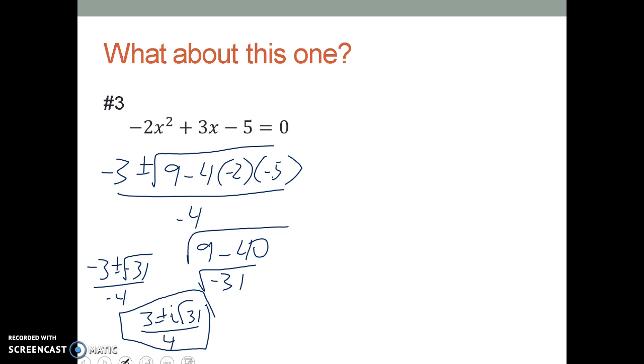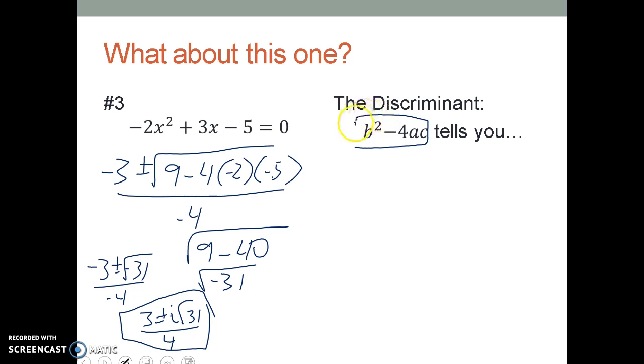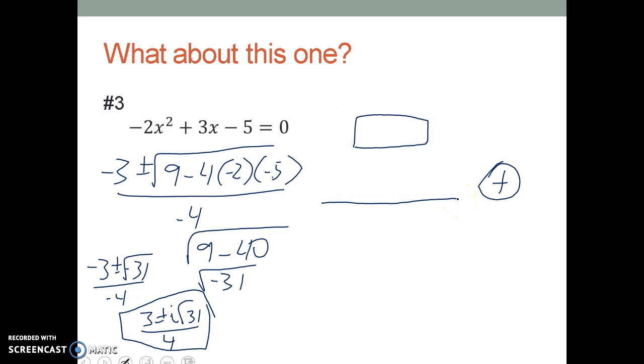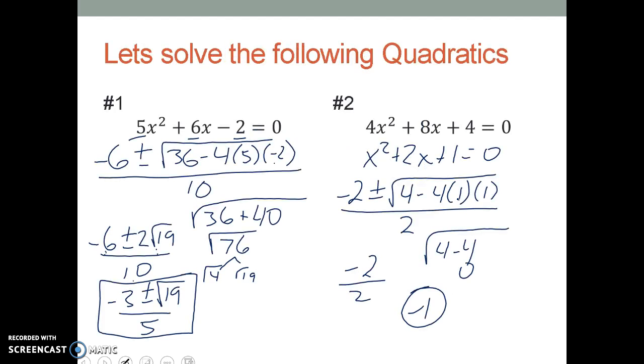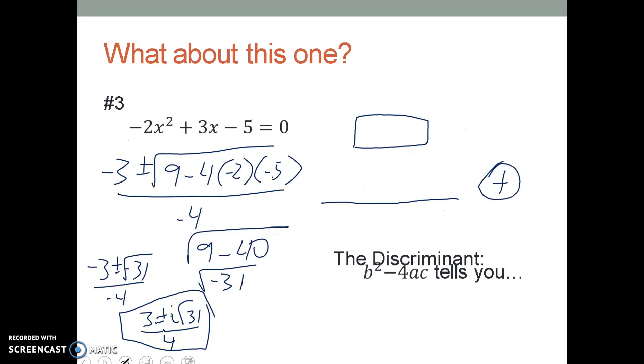So let's just take a look at this. We did 3 problems, and this tells us something. This is called the discriminant, and that discriminant tells us if there are 2 real solutions. If it is a positive number, we know there are 2 real solutions. That was the case that we had in number 1. It was a positive number. It was the square root of 76, and we have 2 real solutions.